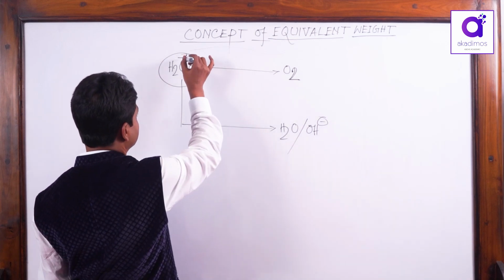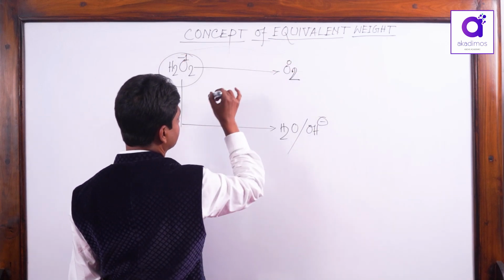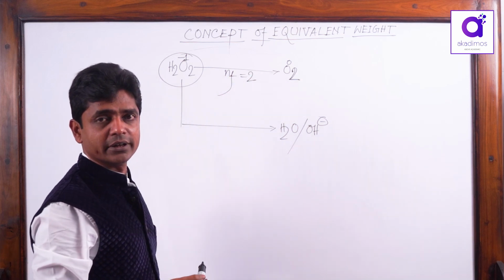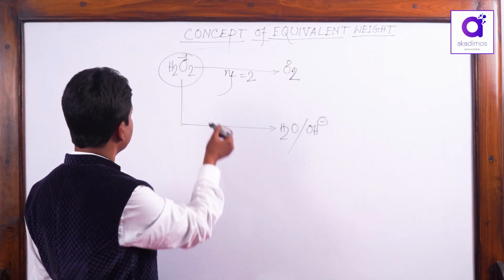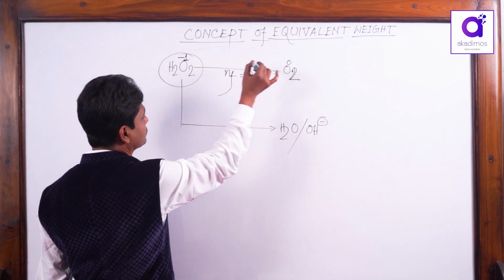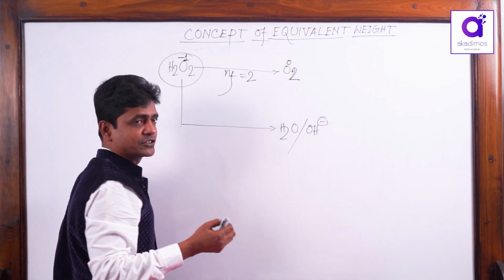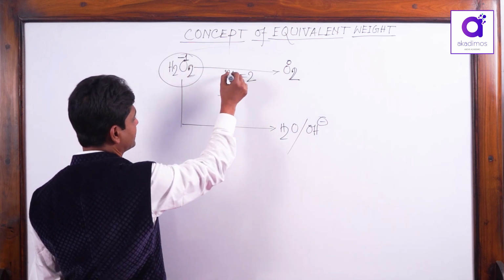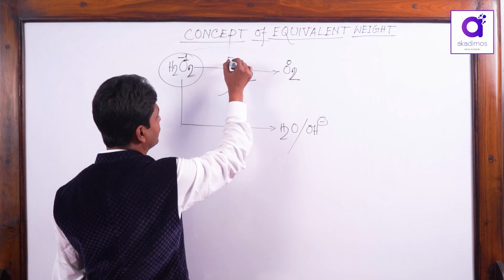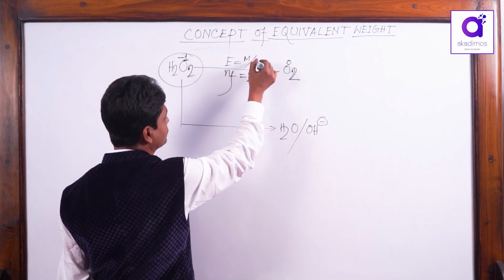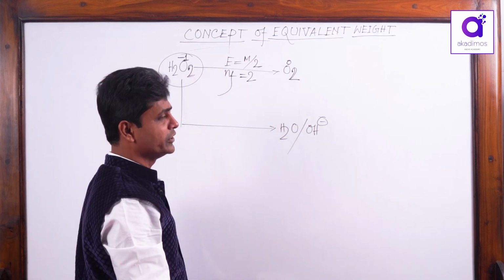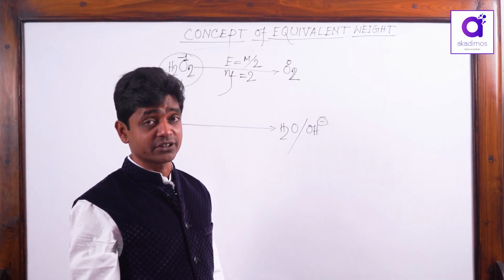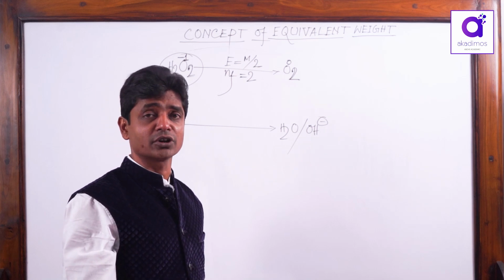When it oxidizes to O2, oxidation state 0, here the N factor is 2. Oxygen goes from -1 to 0, that is 1 electron loss. Since there are 2 oxygen atoms, the N factor here is 2, and equivalent weight is equal to molecular weight by 2. That means when H2O2 acts as a reducing agent and itself oxidizes to O2, the N factor is 2 and equivalent weight equals molecular weight by 2.